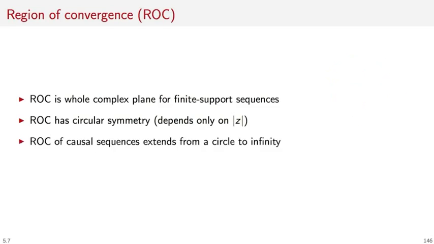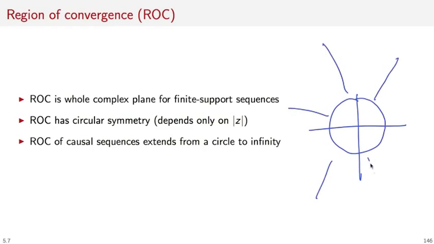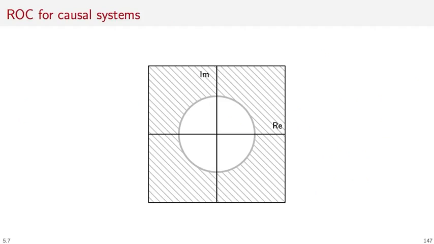Finally, the region of convergence for causal sequences extends from a circle to infinity. So suppose that we have determined that the region of convergence includes this circle. Well, if the sequence originating the z-transform is causal, we know that the region of convergence will extend outwards from this circle. And we will see later ways to determine the smallest circle that defines the region of convergence. Well, this is just a better picture of what I just drew.